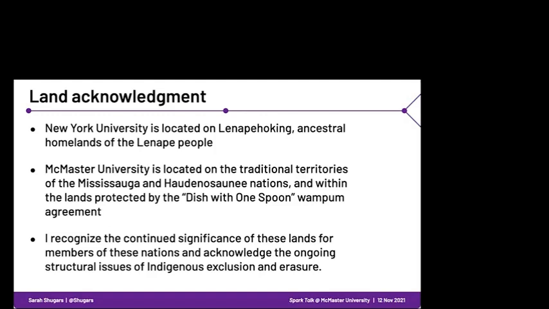And it's important to recognize that these lands do have continued significance for Indigenous populations, and that these populations continue to face deep structural inequities of exclusion and erasure. I can't change the colonial history of either of our countries, but I can acknowledge that I have and frankly continue to benefit from the violence that was perpetrated against these nations. My life and my work would simply not be possible without the use of their land.